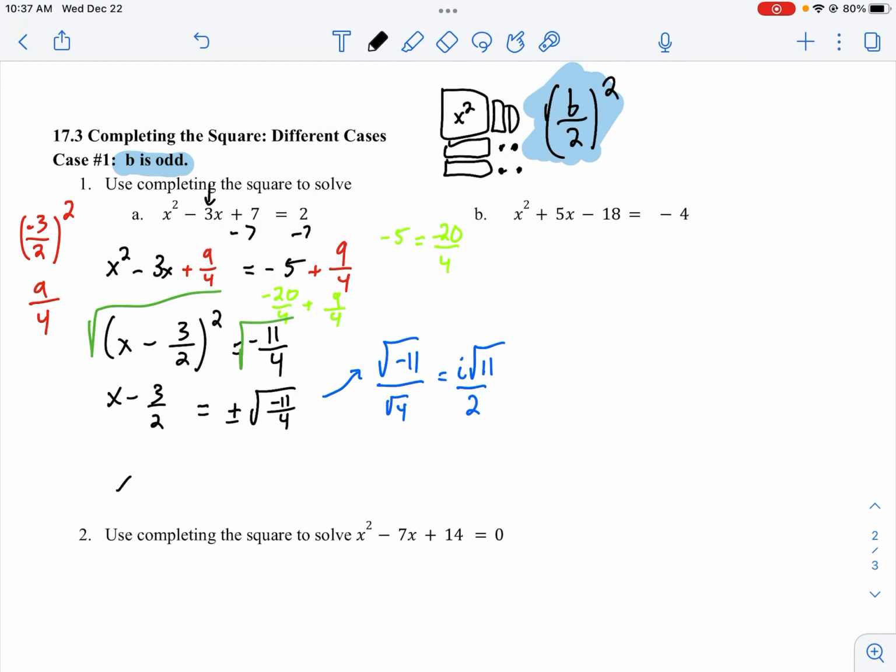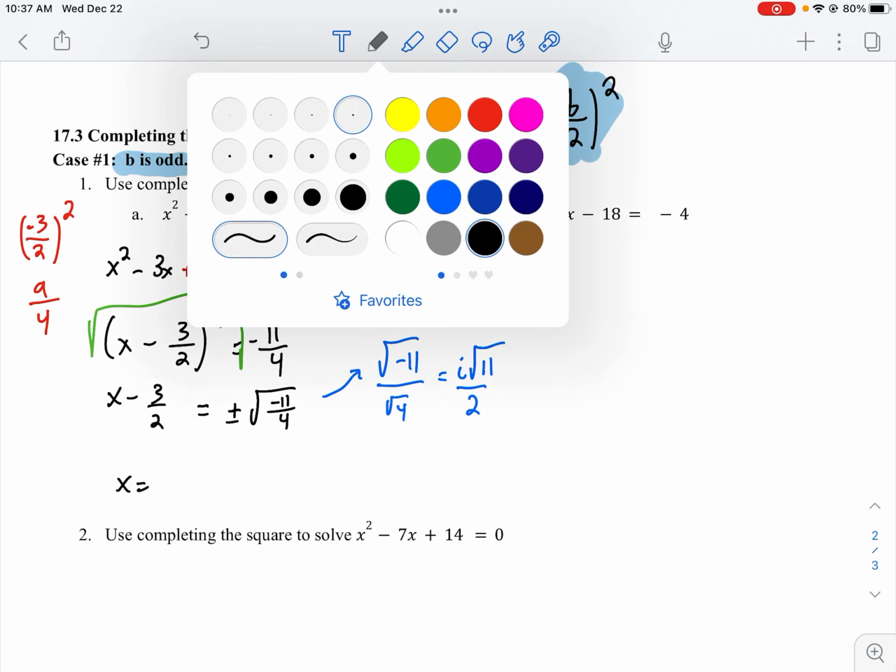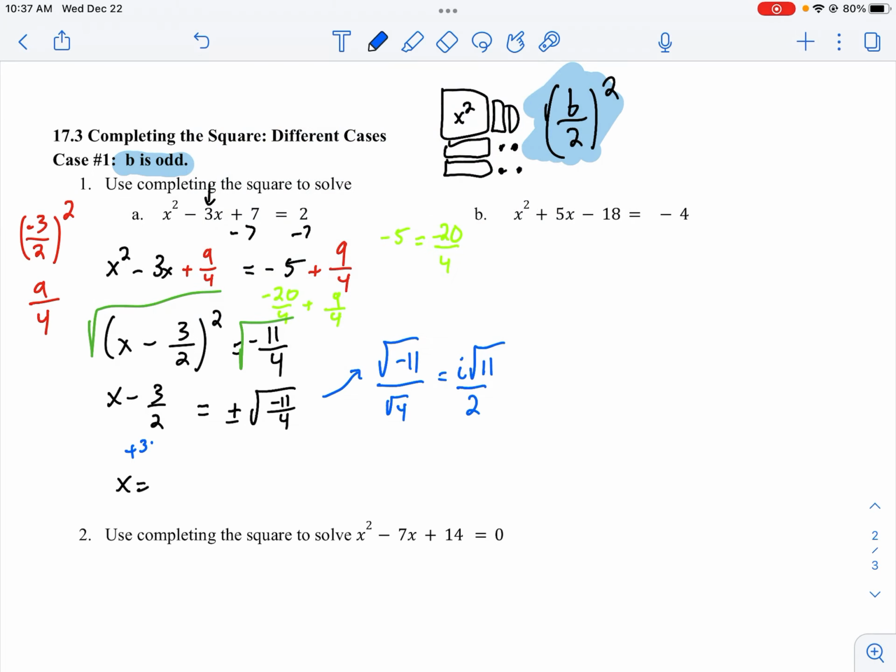So if we go back to finish our problem, we add 3 over 2 on both sides. Our final answer would be x equals 3 over 2 plus or minus, and we can take our simplified radical, i square root of 11 over 2. And that is our solution.